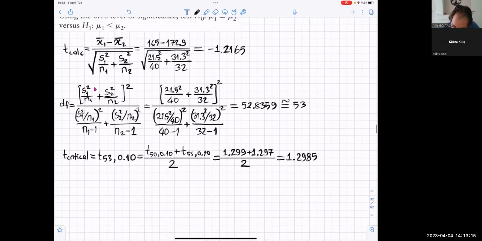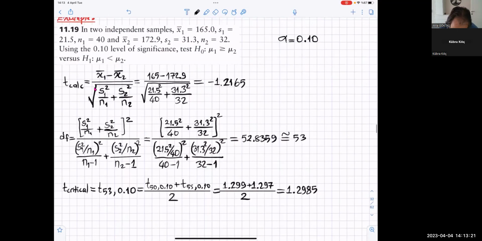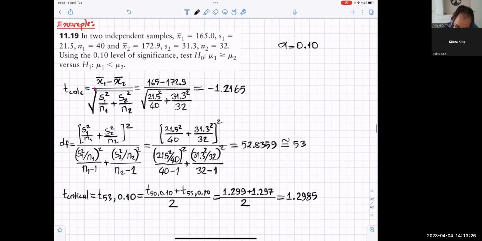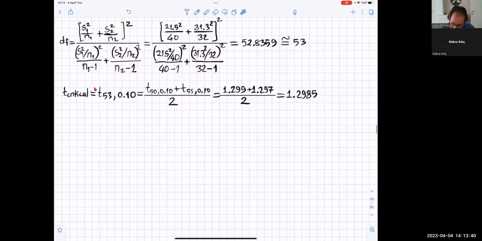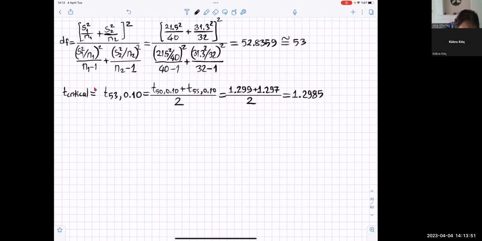So if I place this value here, the critical value will be negative because this is left-sided. I was thinking that this is right-sided. No, the alternative hypothesis will tell you the direction of the side of the hypothesis. So this is left-sided, so it will be negative. I'm mistaken here. I have to fix it. I'll bring it here, and I'll have a negative sign here.